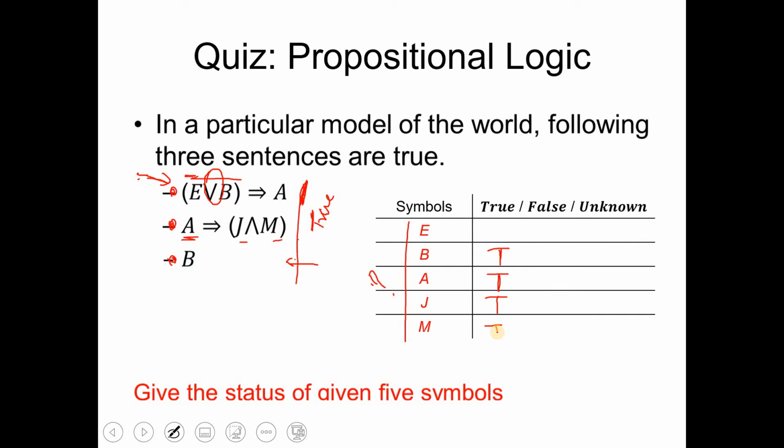Now only one thing is left, and that is E. In the first sentence, if you put E equal to false or E equal to true, in both cases the sentence will still remain true. So you don't know what the value of E is. In that case, you will write over here unknown. Make sure you understand it, and I hope you all solved it like this.